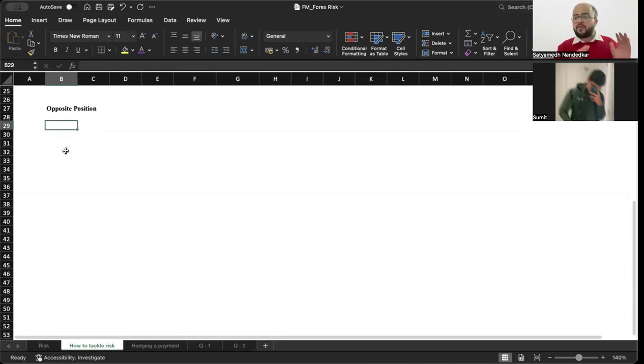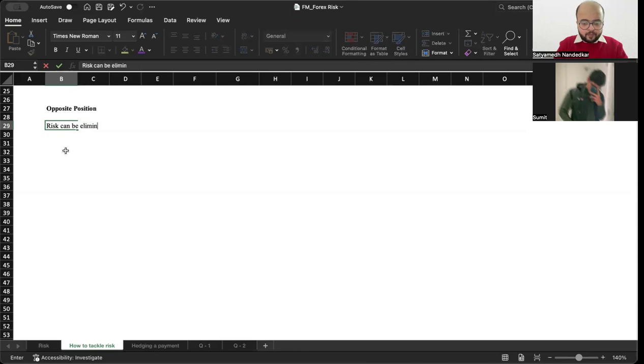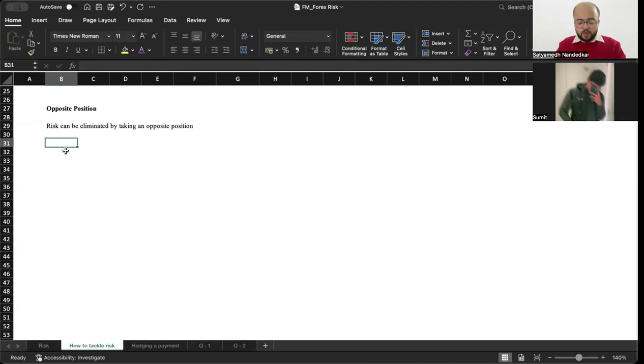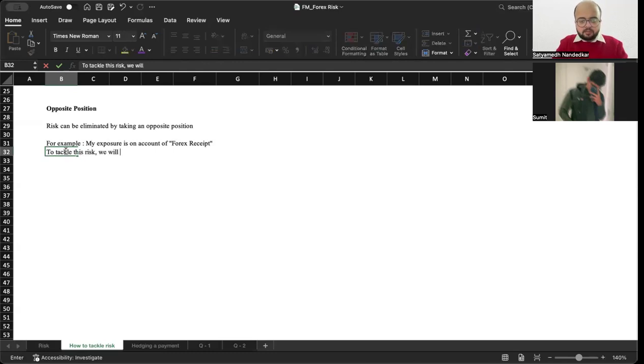Now, one theory of foreign exchange risk management states that risk can be eliminated by taking an opposite position. Okay. Now how will this happen, let's try to understand. For example, my exposure is on account of a forex receipt. So to tackle this risk, we will be taking an opposite position.